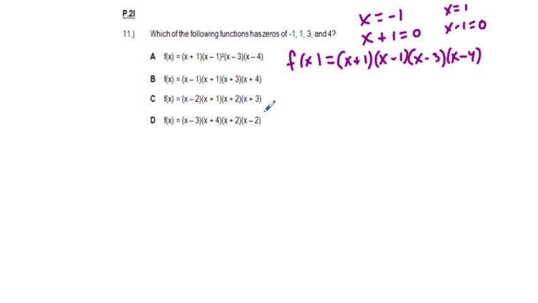So where do we see all those? Well, if we look at answer choice A, that looks like we have x minus 4, x minus 3, x minus 1, x plus 1. A is going to be our correct answer. And you could graph these functions and see where they touch the x-axis too.